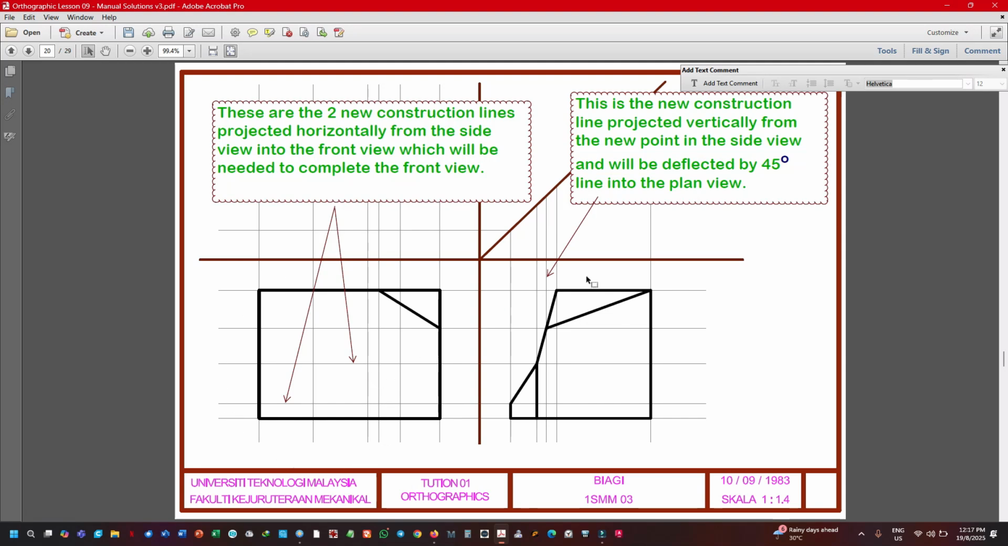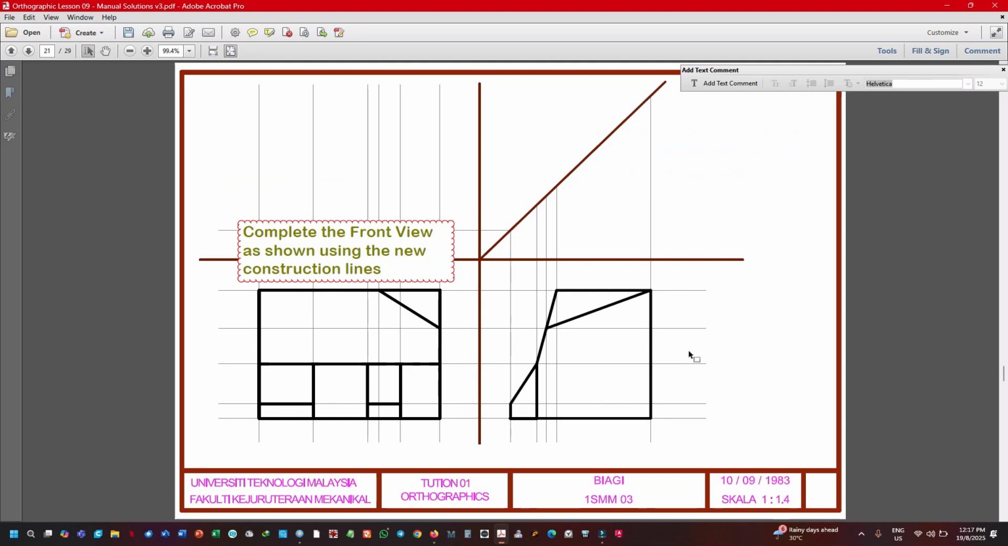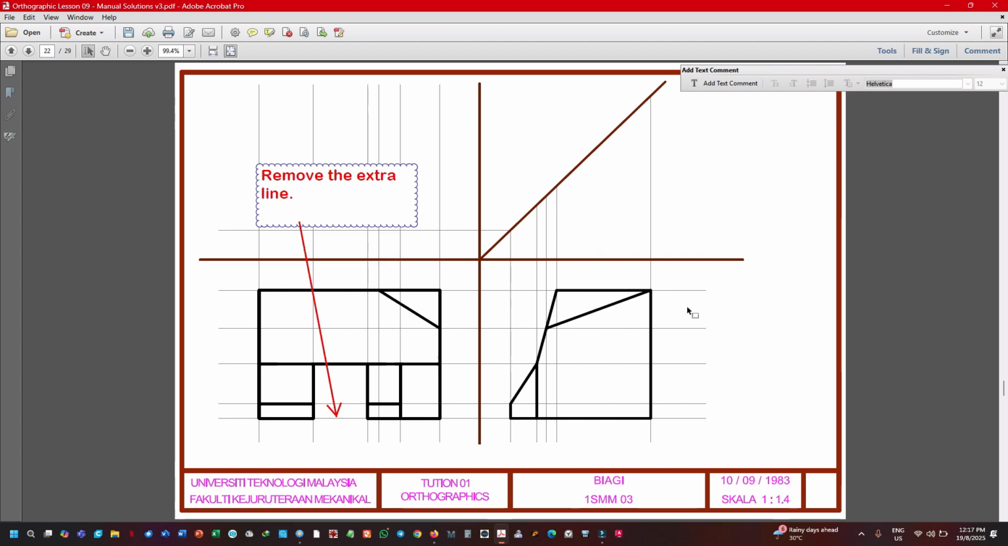This line projected will be deflected by 45 degrees into the plan view. So complete the front view. It can be completed now, and then you can complete the side view. Now you proceed with the plan view.